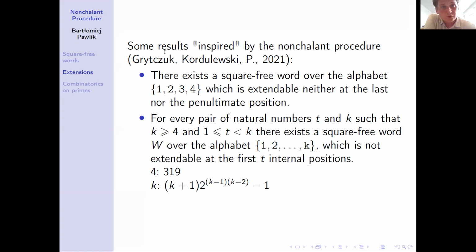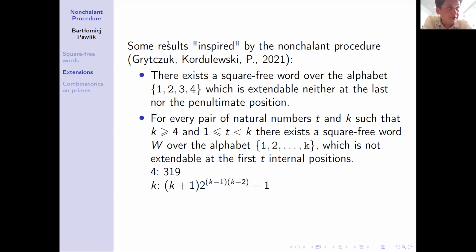And what we observed, the results were somehow surprising, because we made 50,000 iterations, and the nonchalant procedure put 1 symbol on the penultimate position only 33 times in 50,000 iterations, and in all other iterations it put the symbol on the rightmost position.